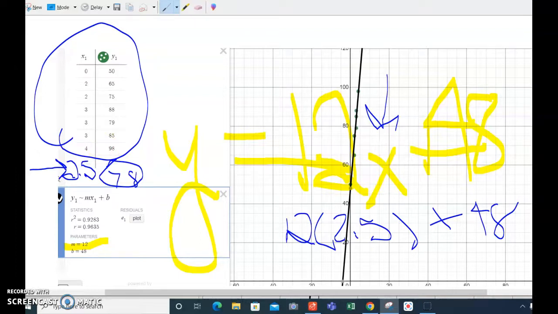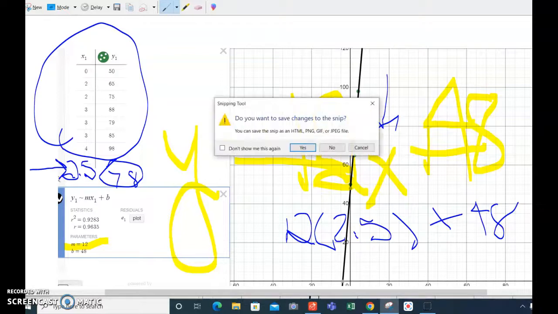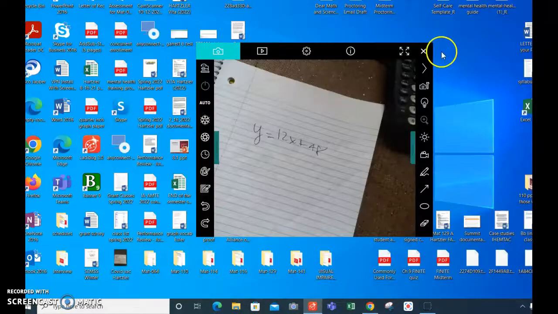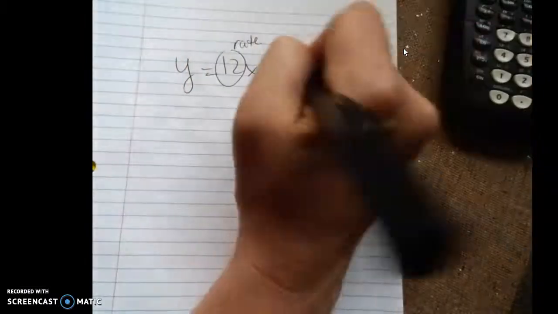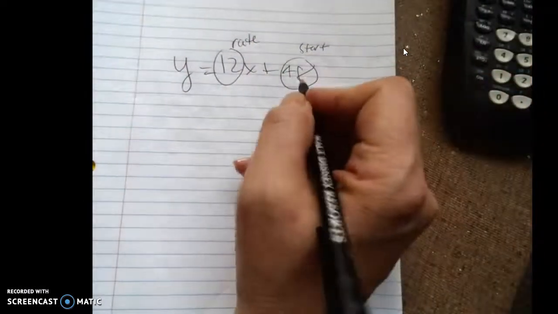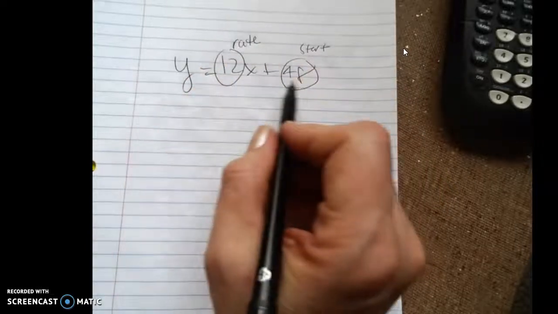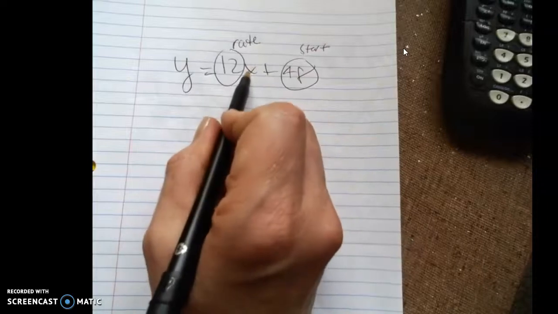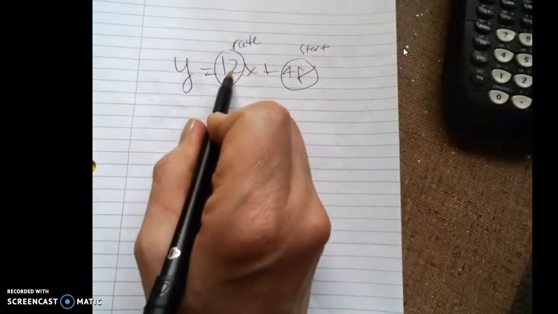Okay, let me get out of Desmos quick and get back to my paper. Just minimize that. There we go. Okay, so in your linear equation, your slope is your rate, and this is your starting amount. That's called your y-intercept. So what that's telling you is if you study 0, you should probably get a 48% because you have some previous knowledge. But every hour you study, you're going to increase your grade by 12%.